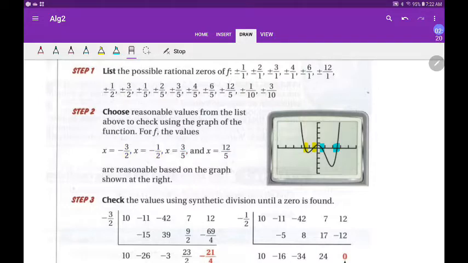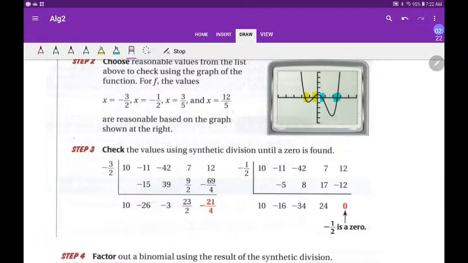And they try them. They start out here with negative 3/2. And it turns out, no good. Doesn't work. Okay, so we're on to the next one. We try negative half. And it works. Hooray. Okay, so what does that mean?